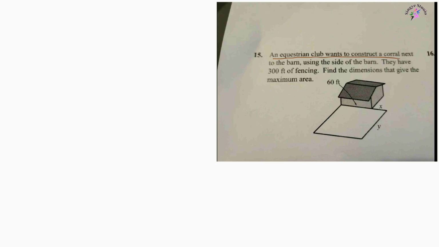The question says that an equestrian club wants to construct a corral next to the barn using the side of the barn. They have 300 feet of fencing. Find the dimensions that give the maximum area. As you can see, this is the barn, right? And the corral. And they want to fence this corral with the fence of 300 feet.